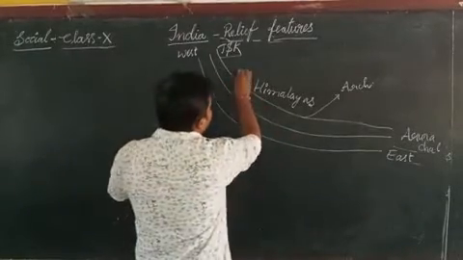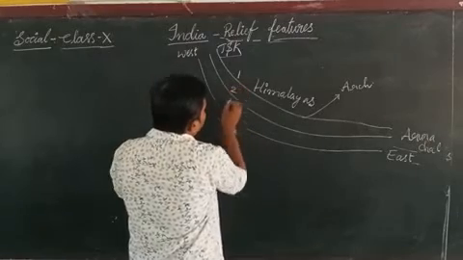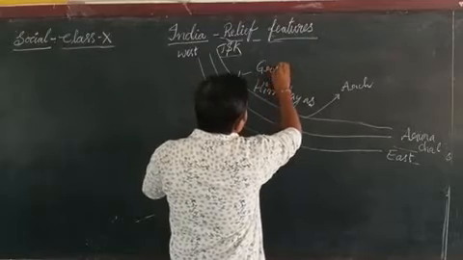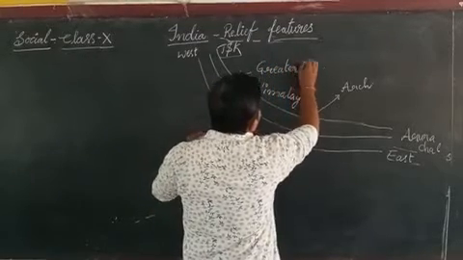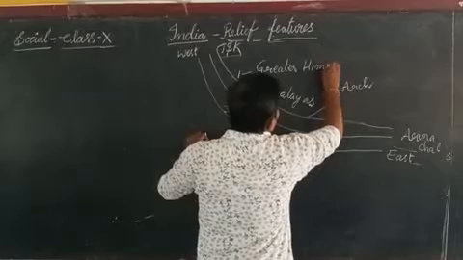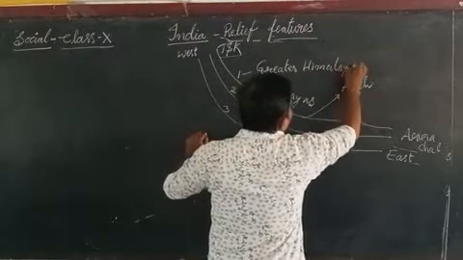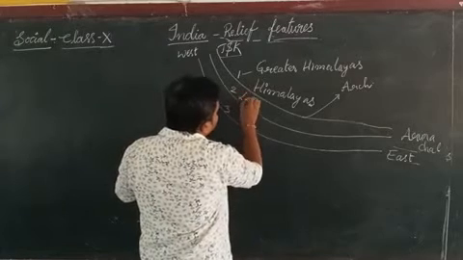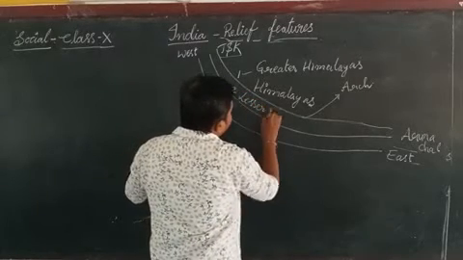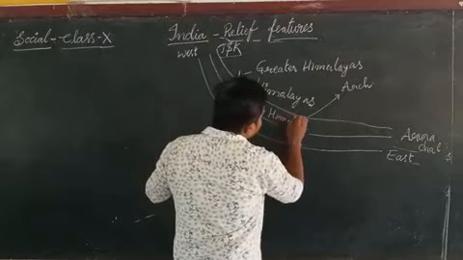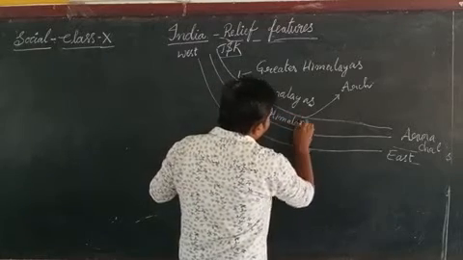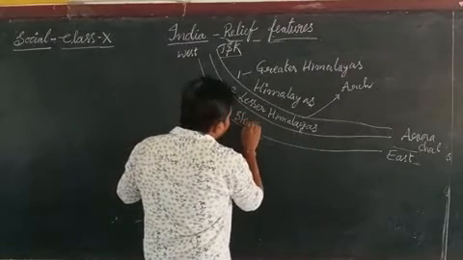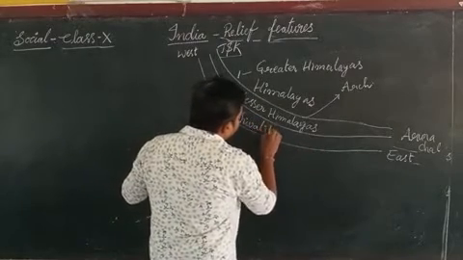Those are the first one, the second one, and the third one. Okay, the first one is the Greater Himalayas, and the second one is Lesser Himalayas. Third one is Shivaliks.